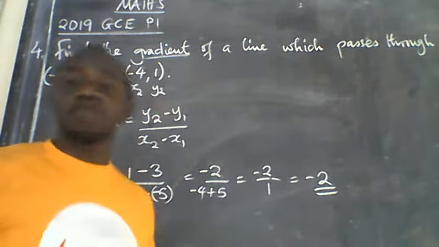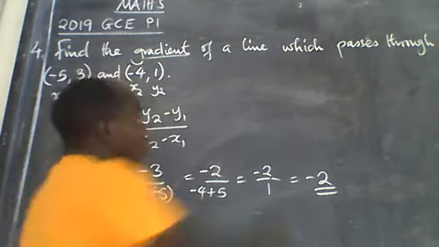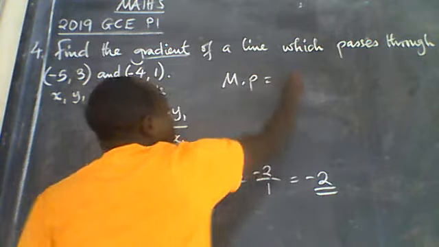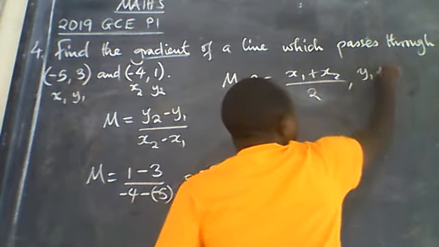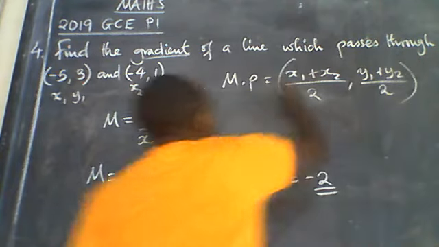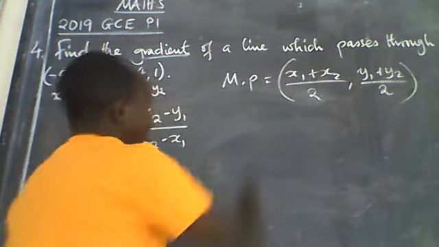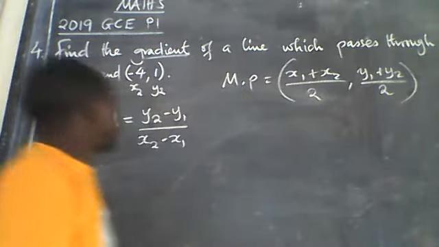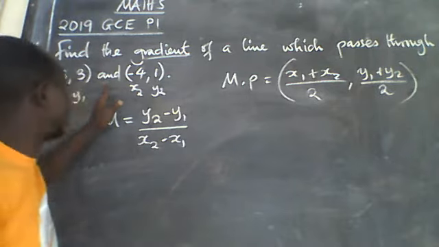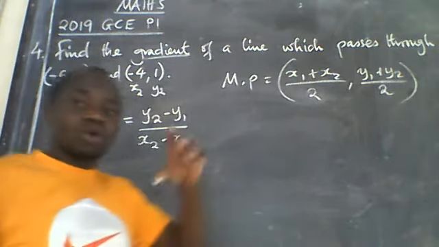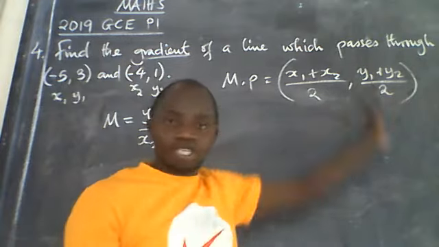Coordinate geometry has got formulas. Apart from the gradient, they can also ask you to find the midpoint. The midpoint, we say x1 plus x2 over 2, comma, y1 plus y2 over 2. That is for the midpoint, okay? We also have other formulas. This one for the midpoint is when maybe you've got this point and this point, then they want the point which will be in between, that is what we call midpoint. So this is the formula to use. You do the same in terms of putting the numbers there, okay?